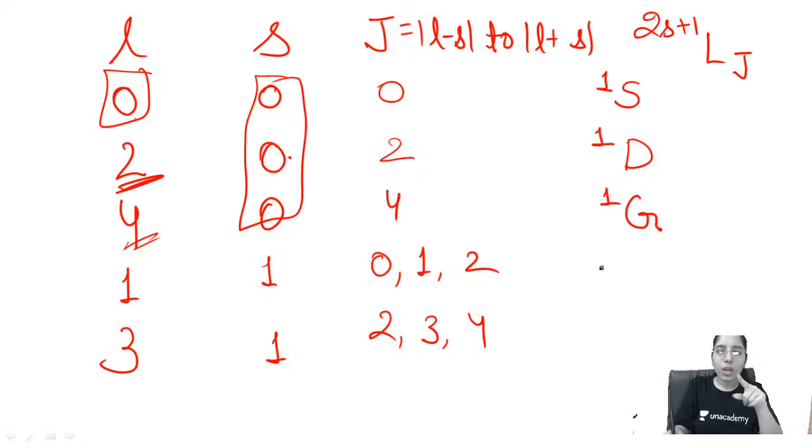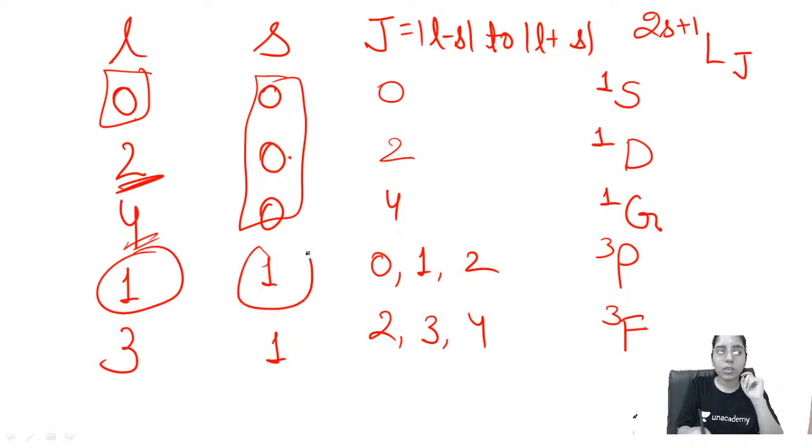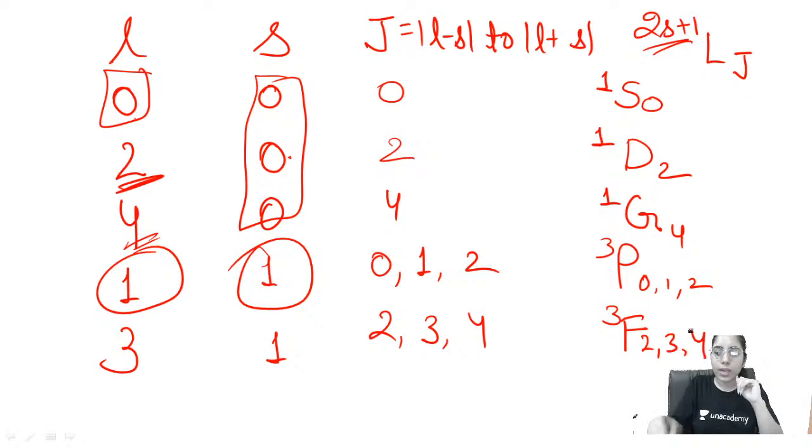Next, 1 means P, 3 means what? S, P, D, F: 0, 1, 2, 3. I'm getting F. 2 into 1 plus 1, 3, because this spin you will put at this place. Okay, next thing, the values of J. 0, 2, we have already found them, so we are just going to put them here. And 2, 3, 4.